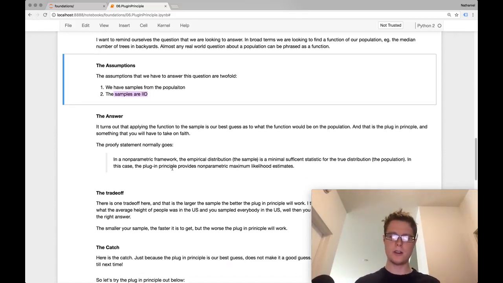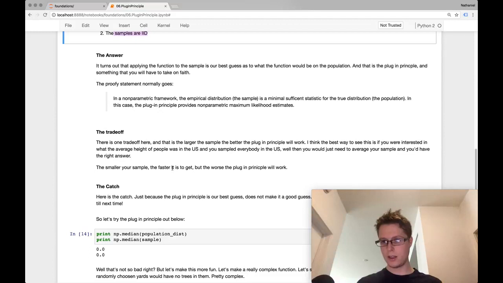One is the trade-off, and the trade-off is pretty important. As the size of the sample increases, the better the plug-in principle will be. This should make sense. If the size of the sample is the size of the population, the plug-in principle will be the exact right thing. If the size of the sample is only 1, then it could be pretty bad.